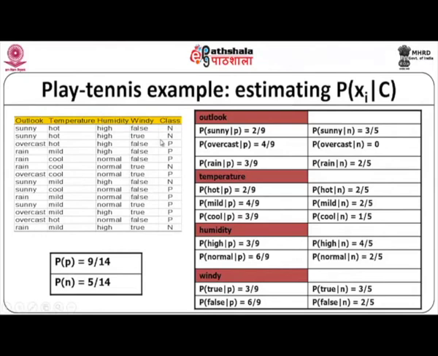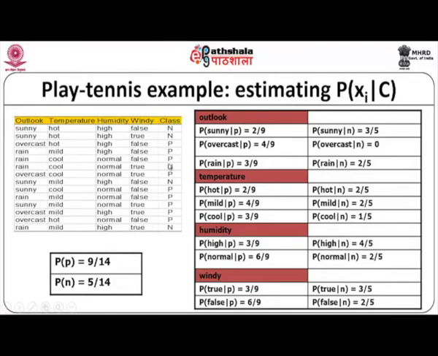Consider a data set. This data set provides information about environmental parameters, weather parameters like outlook, temperature, humidity, and whether it is windy or not. Based on these attribute values, finally it will tell you whether tennis can be played in such an environment or not. The class label N indicates tennis cannot be played if such weather conditions prevail, and the class label P indicates tennis may be played for such weather conditions.